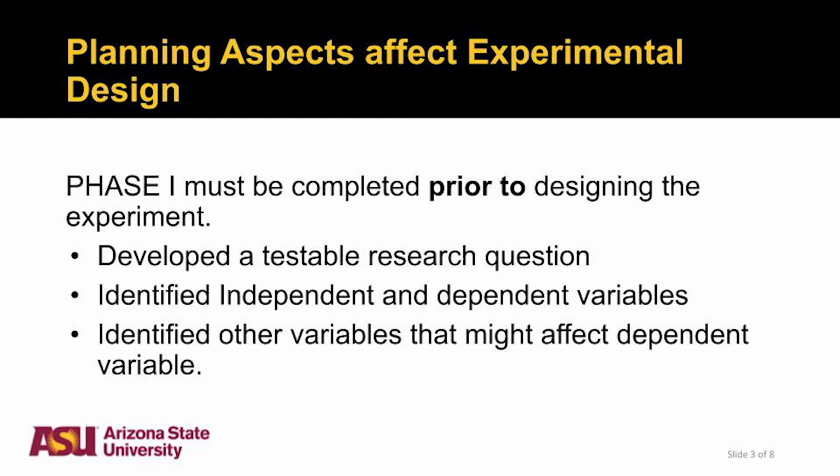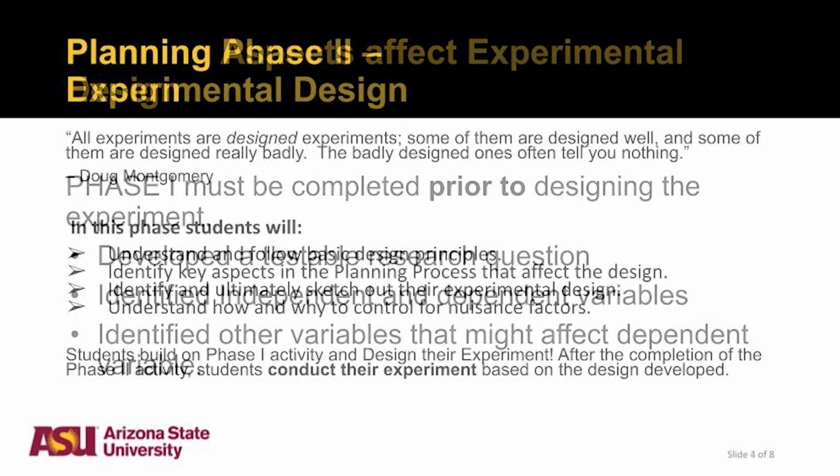So phase one is the pre-planning process, and that is done before designing your experiment. They've already developed a testable research question, they've already identified their independent and dependent variables, and they've already identified the other variables that might impact that dependent variable. So they have already identified all of those key aspects that'll help them design their experiment.